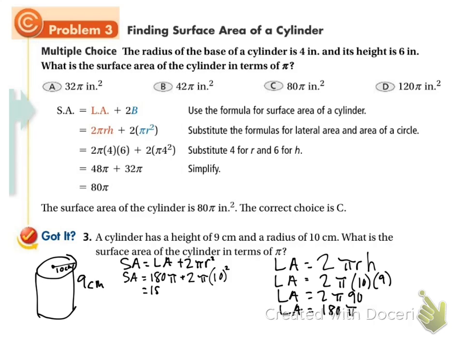So this is 180 pi plus 2 pi 100. And if I multiply that 2 and the 100, we get 200 pi. Add those front numbers, I get 380, the coefficient, and stick my pi on. So 380 pi, we're talking about centimeters, so centimeters squared because we're talking about area. So our surface area is 380 pi centimeters squared.